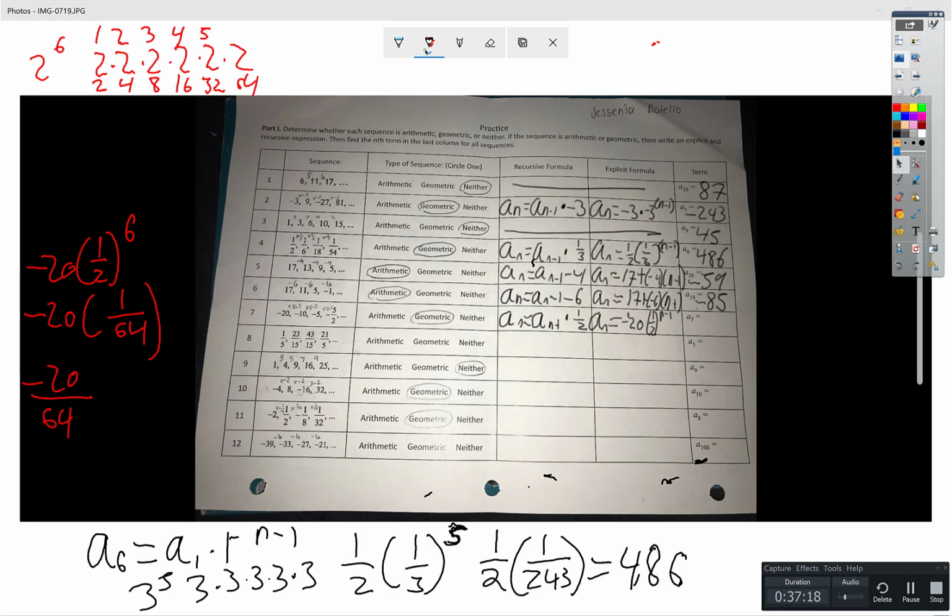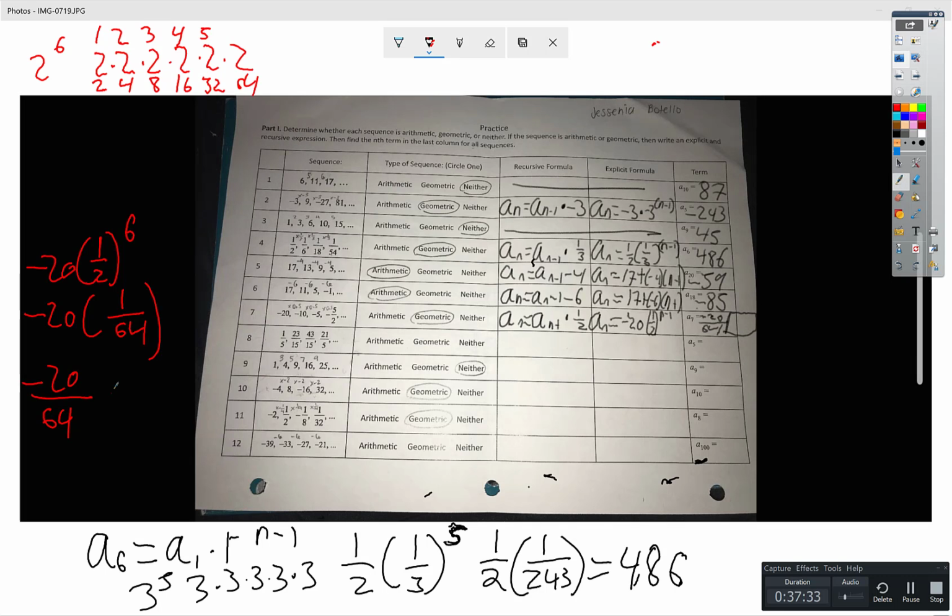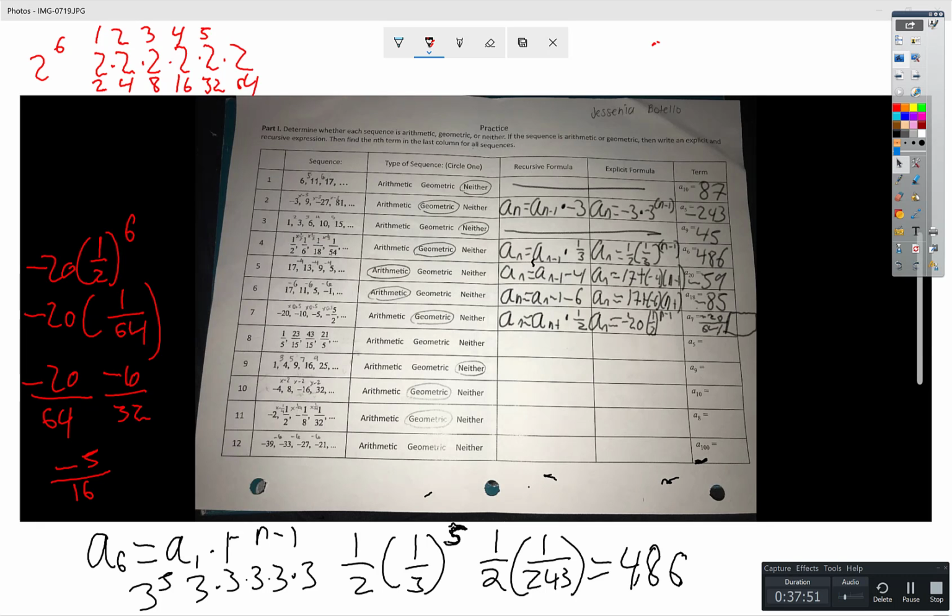So we do negative 20 over 64, but I would also write here, in simplified, you could do negative 10 over 32, negative 5/16, and I don't think you can simplify that further. So the most simplified version that they might want is negative 5 divided by 16. Okay.